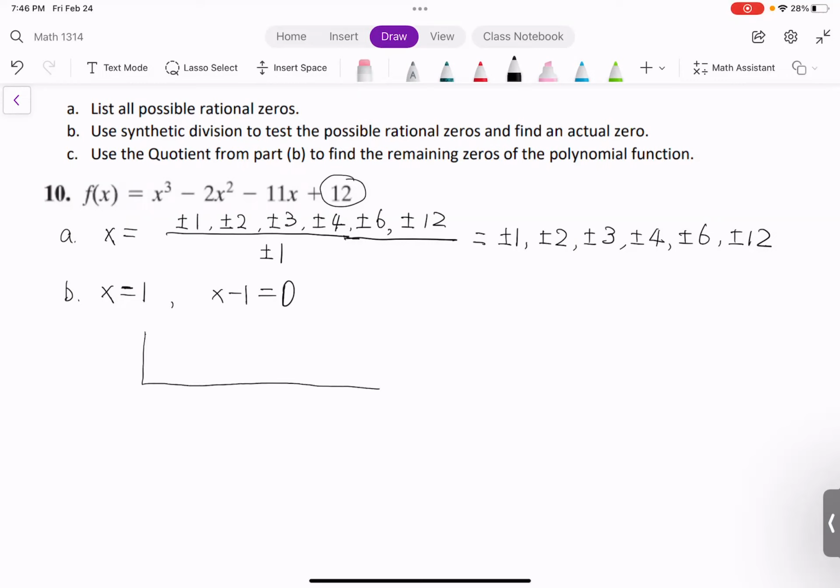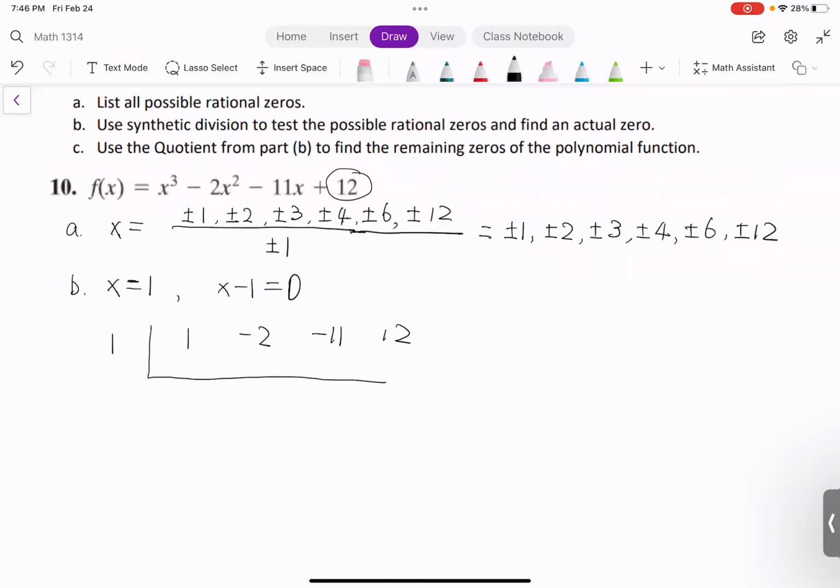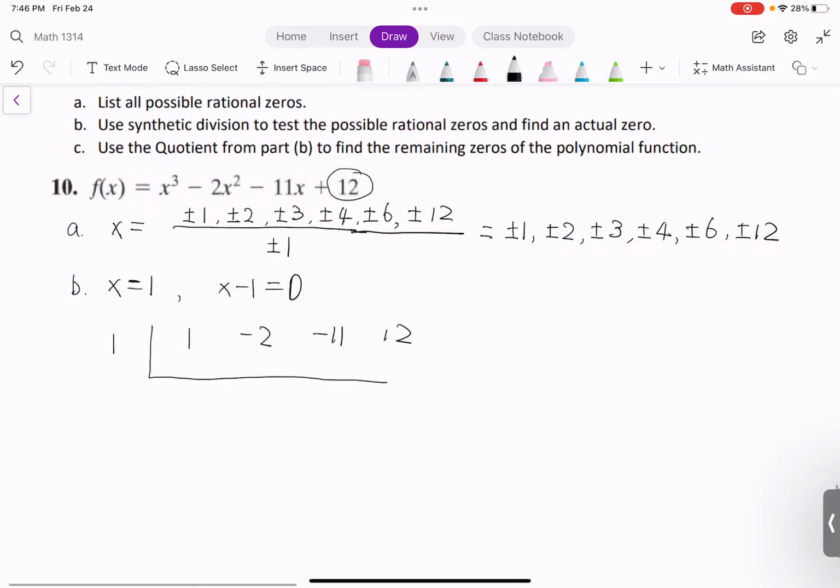So let's put all the coefficients here in the rectangle. Suddenly I forgot the name. Okay, so rectangle. So let's put 1, -2, -11, and 12 here. And then we put 1 here because I guess that maybe x equals 1 is my zero.